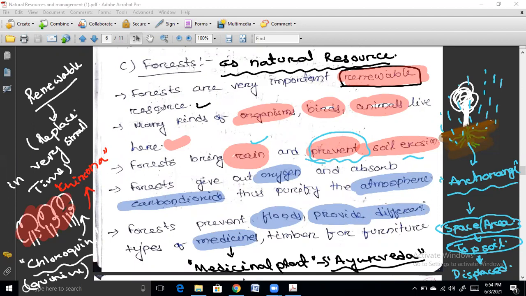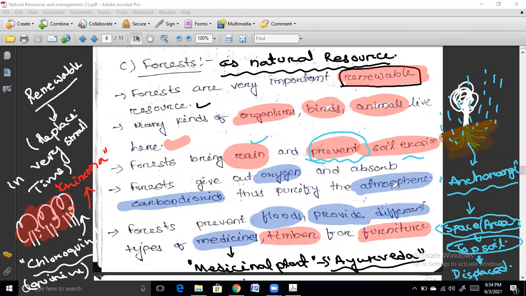So all these plants will provide some medicines for human use, and another thing is timber. We know that timber means wood, from which furniture is made, boards are made, plywood is made. So all these depend upon the timber, and the timber is taken from your forests.